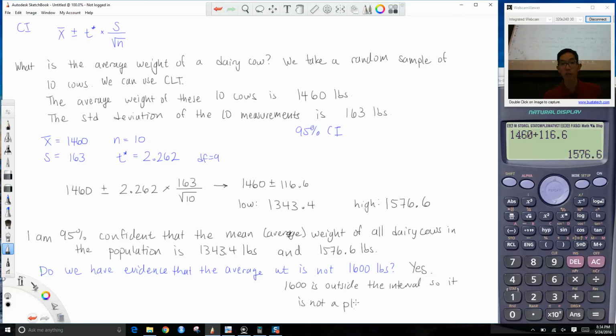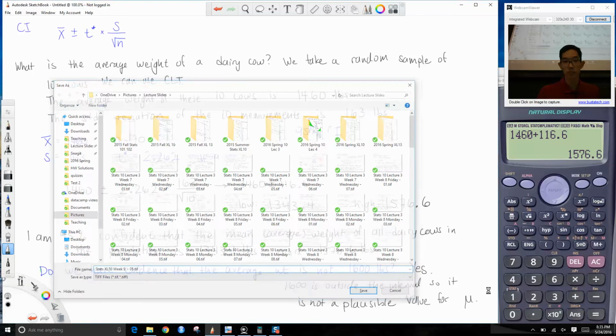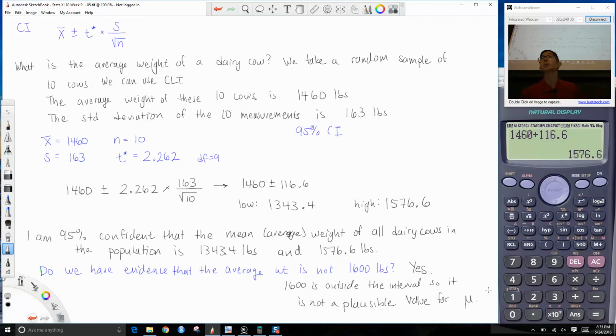Yes. So you got the low by subtracting 116.6 from 1460, right? Correct. You got the high by just adding. Correct. Yeah, 1460 plus 116.6 is 1576.6. Okay, is that good?